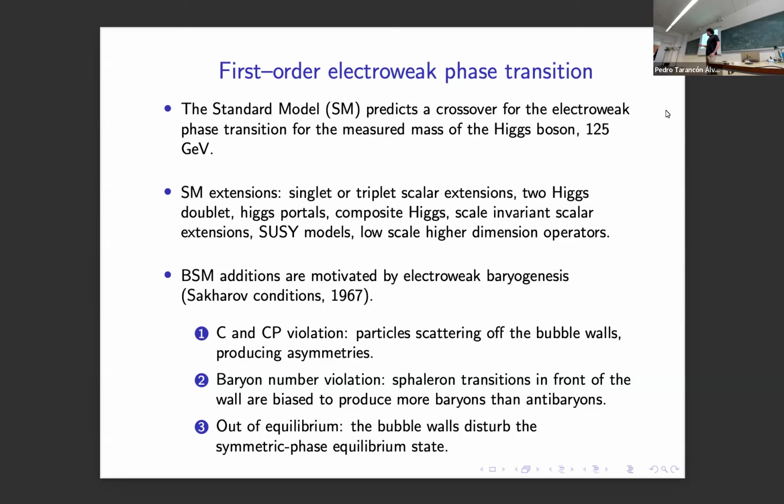And this is one of the strongest motivations for considering first order phase transitions, because then, in principle, depending of course on which particular model and in which range of parameters, we can also try to account for baryogenesis at the same time as having the first order phase transition, and then we can try to probe it with gravitational wave experiments, like in this case with LISA.